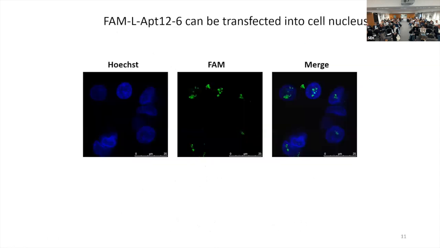And next, we want to see if our aptamer can go into the cell and the cell nucleus, because the DG4 is in the cell nucleus. So here I transfected the FAM labeled L aptamer 12.6 into cells, and used Hoechst to image the cell nucleus, and after merging we can see our aptamer can really go into the cell nucleus.